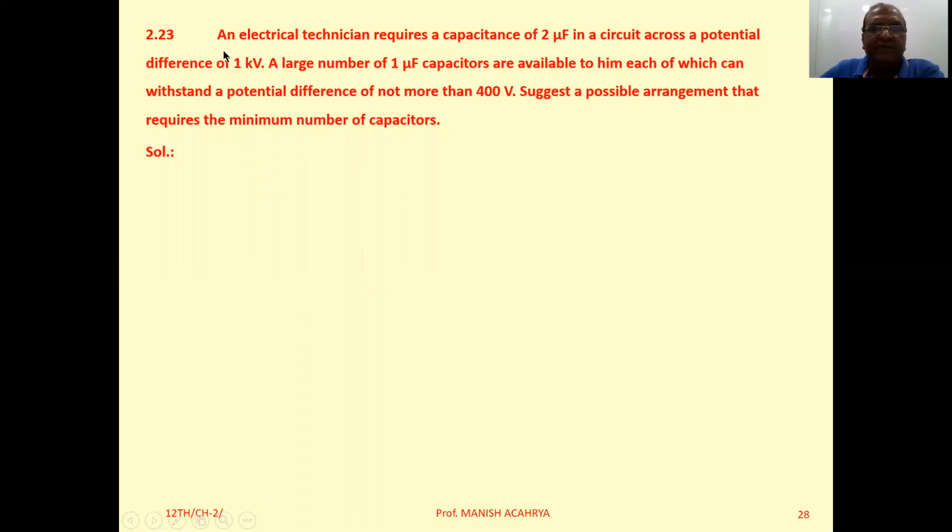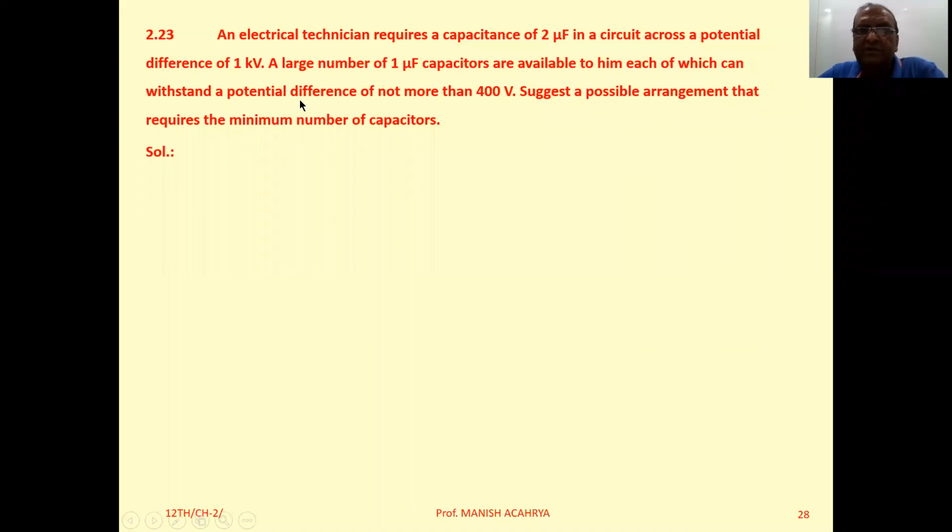Example 2.23. An electrical technician requires a capacitance of 2 microfarad in a circuit across a potential difference of 1 kilovolt. A large number of 1 microfarad capacitors are available to him, each of which can withstand a potential difference of not more than 400 volt. Suggest a possible arrangement that requires the minimum number of capacitors.